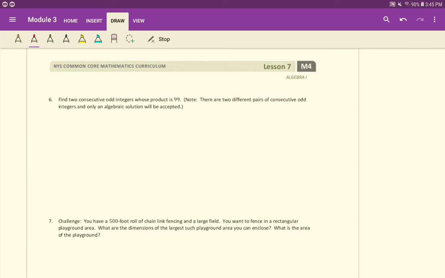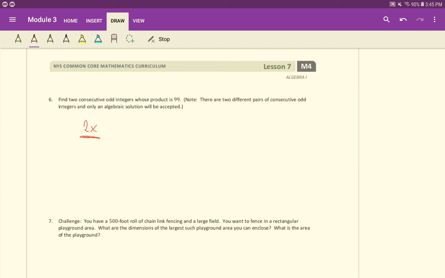Find two consecutive odd integers whose product is 99. Okay, note there are two different pairs of consecutive odd integers and only one algebraic solution will be accepted. Okay, so consecutive odd integers. So an odd integer is one more than an even integer. So to guarantee we have an even number, you can do something like 2 times x.